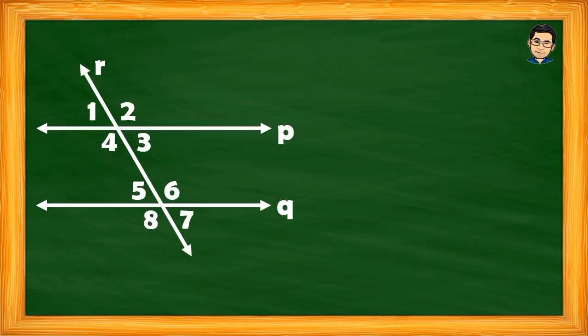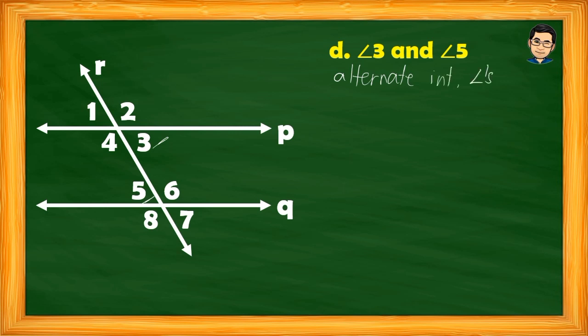Next, angle 3 and angle 5. So, these are alternate interior angles. Ayan. So, if angle 3 is an acute angle, so angle 5 is also an acute angle. What else? If the measure of angle 3 is 72 degrees, so the measure of angle 5 is also 72 degrees. It's because alternate interior angles are congruent. Ibig sabihin ng congruent, pareho po ng sukat.